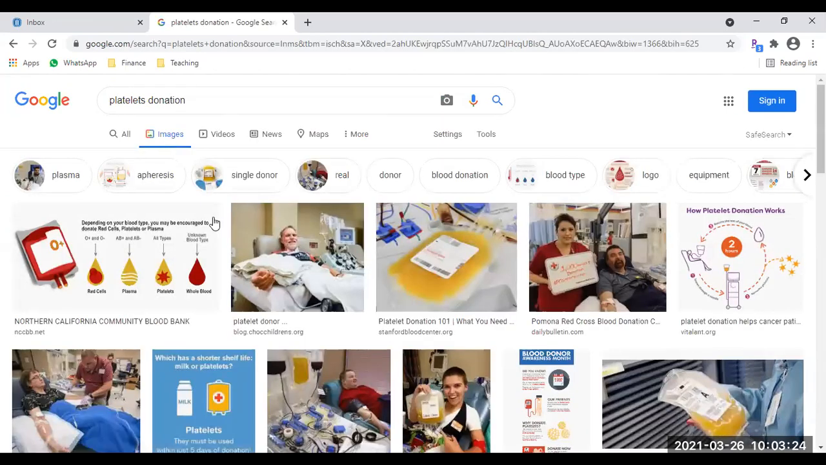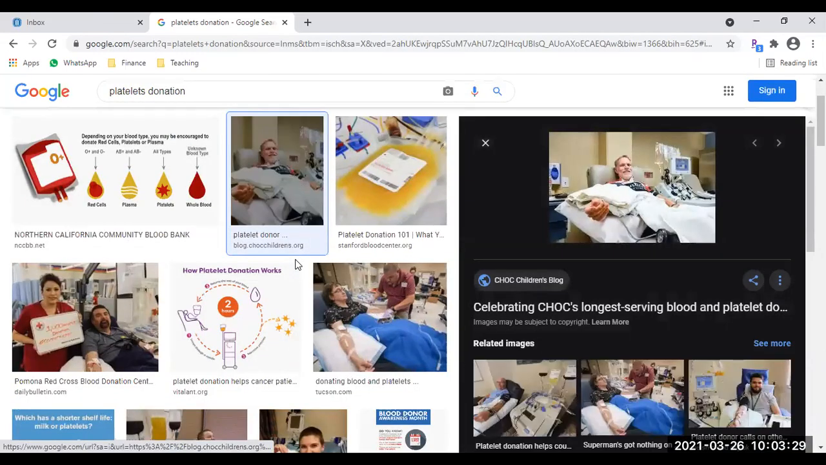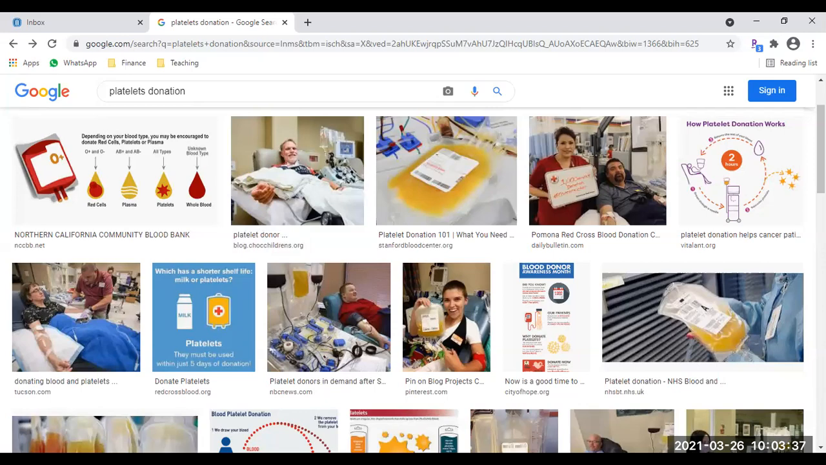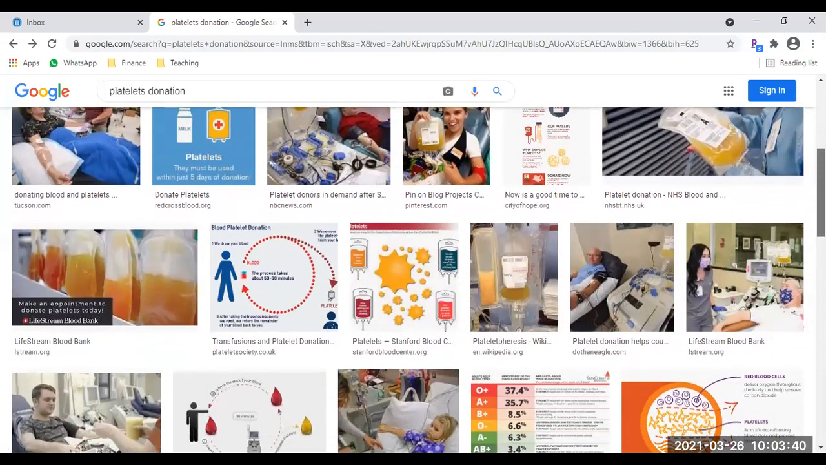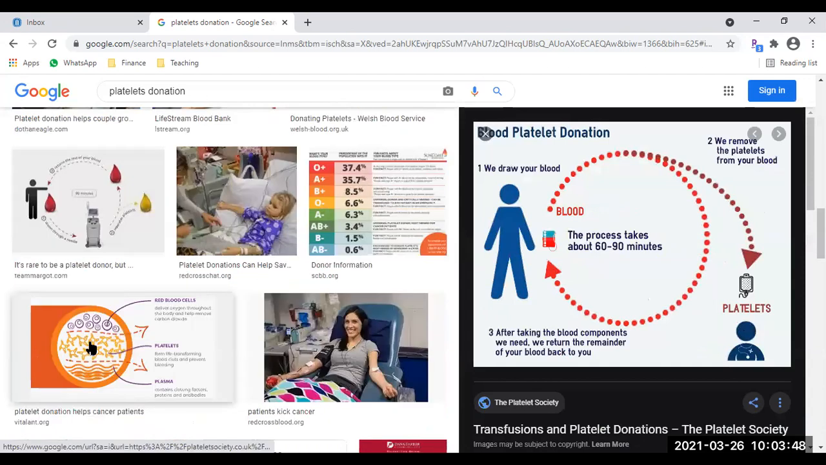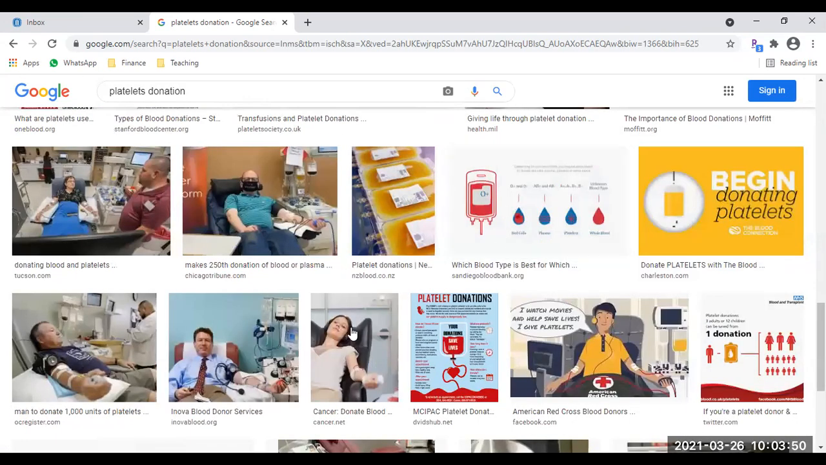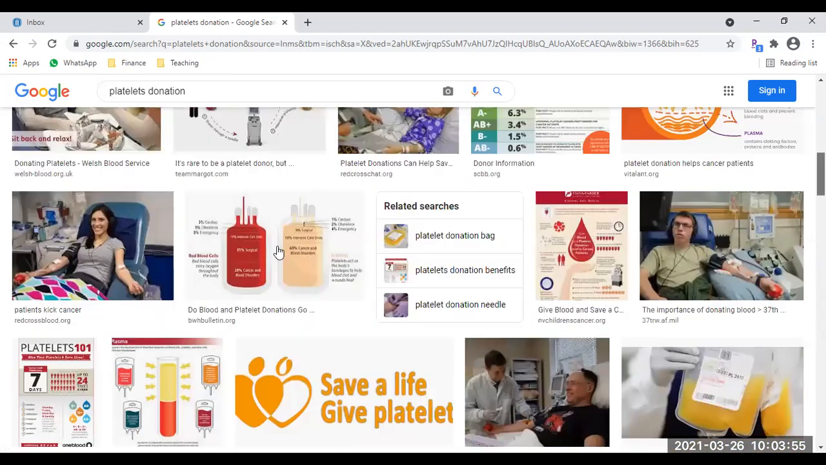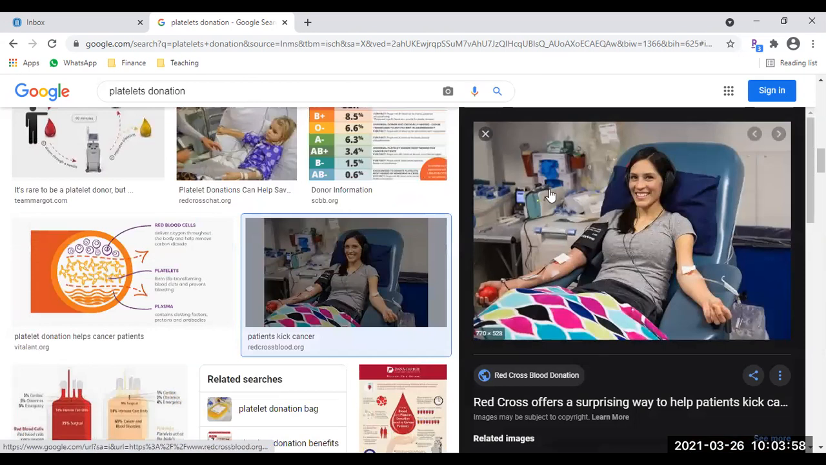Now, I want you to realize that donating platelets is not the same as donating blood. I would like an American Red Cross picture. Most of them are actually not from American Red Cross though. Ah, this one. This is from American Red Cross.